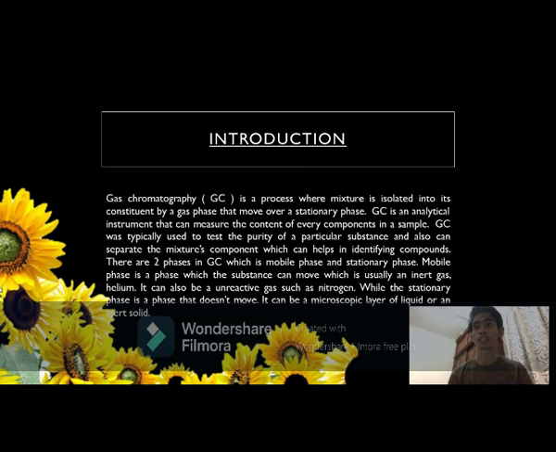There are two phases in gas chromatography, which are the mobile phase and the stationary phase. The mobile phase is the phase in which the substance can move, which is usually an inert gas such as helium. It can also be a reactive gas such as nitrogen, while the stationary phase is a phase that doesn't move. It can be a microscopic layer of liquid or an inert solid.